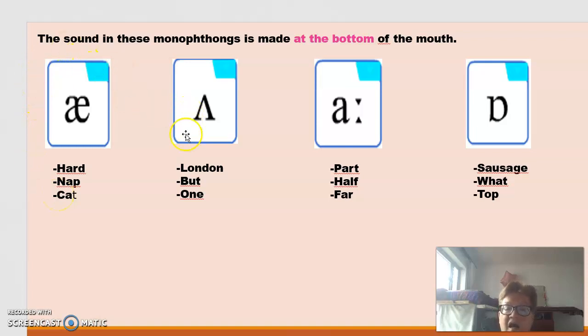The long one, long sound: part, half, far. And the other one that we have, sausage, what, top. Okay, very good. Let's go to the next one.